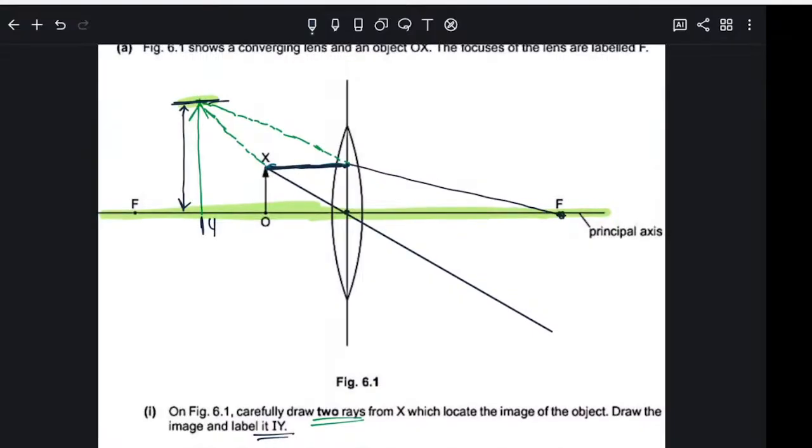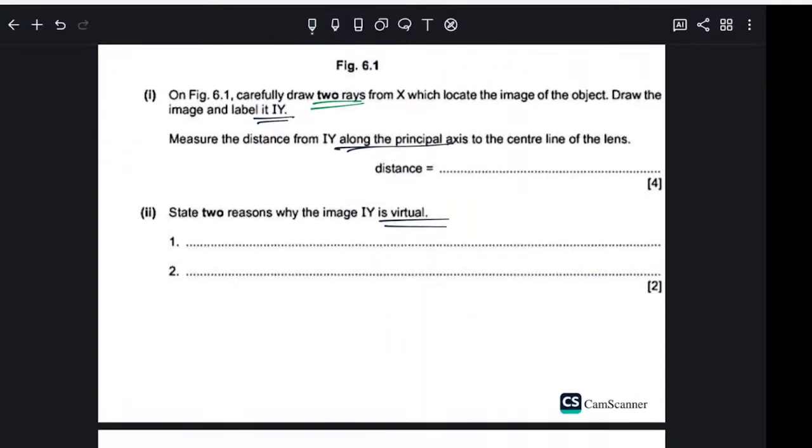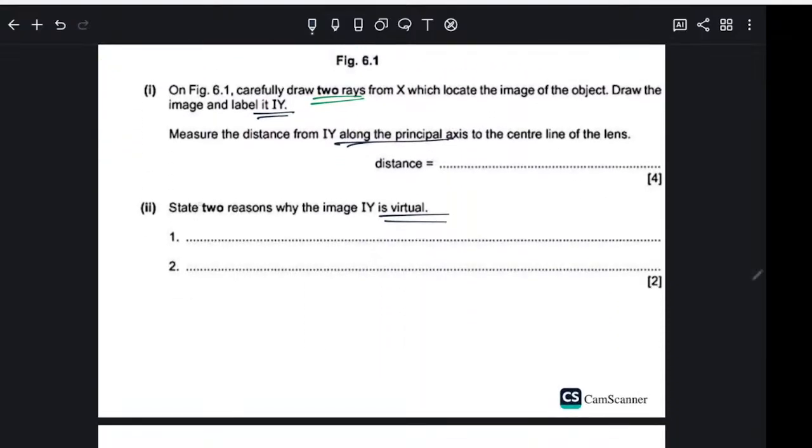Okay, let me say this. Any virtual image, one thing you must know is you can't project it. So I want you to write here to say it cannot be projected onto a screen. You can't project a virtual image because it's not there. Are we together? Students? Okay. Now, this is the first reason.